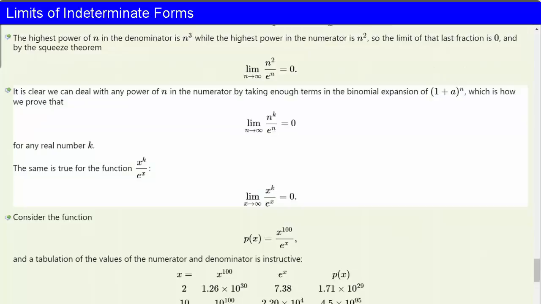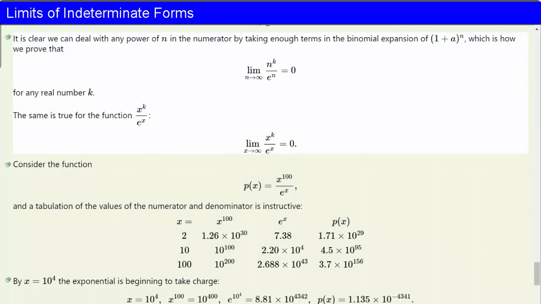And now it is clear we can deal with any power of n in the numerator by taking enough terms in the binomial expansion of (1 + a) to the power n, which is how one proves that the limit as n tends to infinity of n to the k over e to the n is 0 for any real number k. The same is true for the function x to the k over e to the x as x goes to infinity.